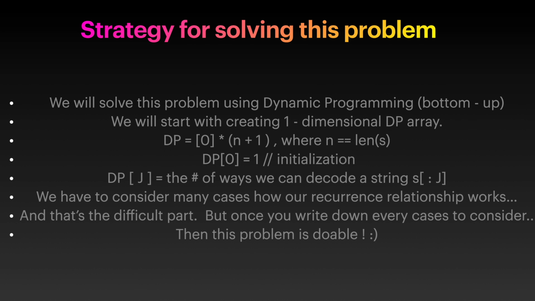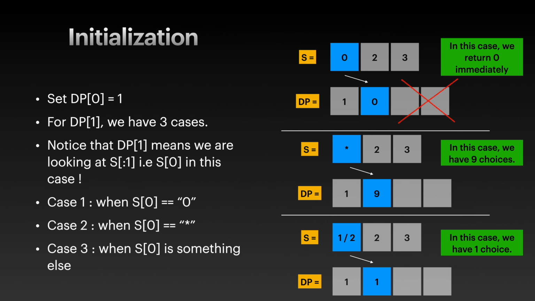Our dp of j will be defined this way: the total number of ways we can decode a string from 0 all the way to j minus 1. In Python, we have s[:j], which means we are considering the string from 0 all the way to j minus 1. The difficult part is how the recurrence relationship works in this problem. So let's see the solution for this.